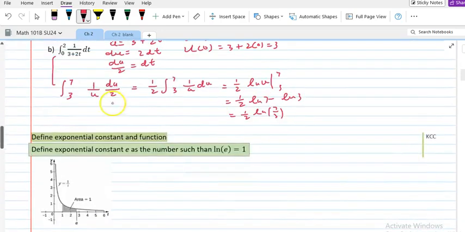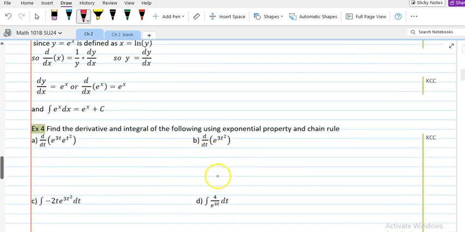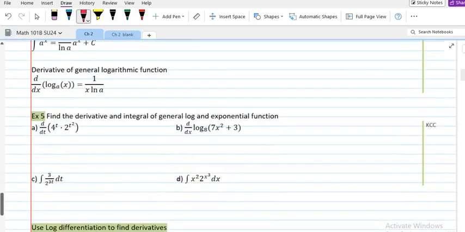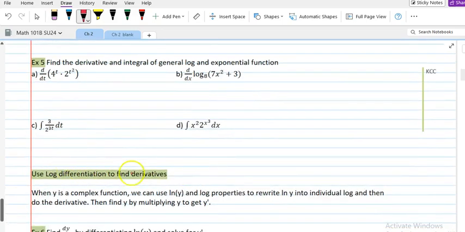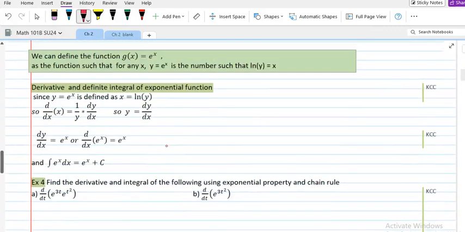In the next video, we'll talk about exponential functions, log differentiation, and also differentiating more difficult functions.